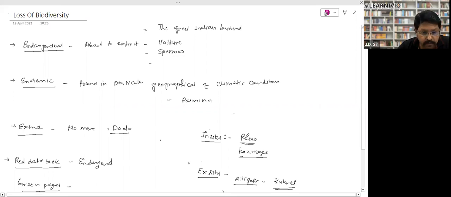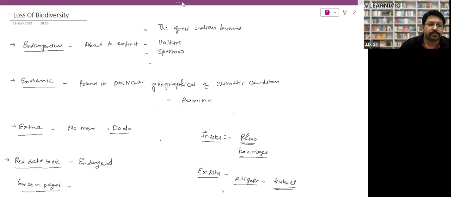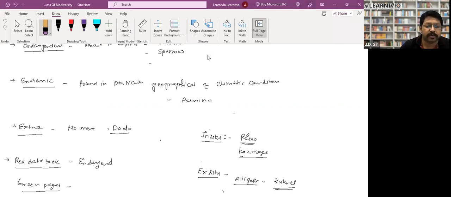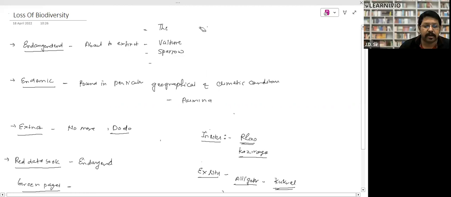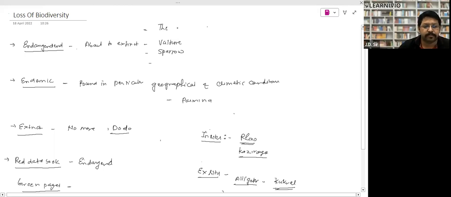So we will call them animals who are on the verge of extinction. Very good, yes, Anya. Animals who are on the verge of extinction are called endangered. For example, the great Indian bustard. Let me write it down more clearly so that you understand after the class as well. That is the great Indian bustard. What is that? Can you tell me what kind of animal this is?